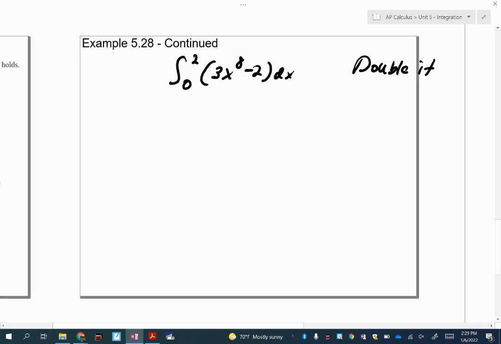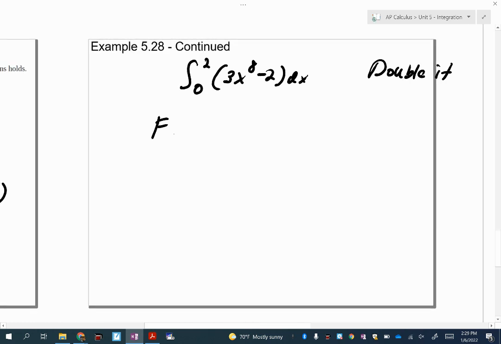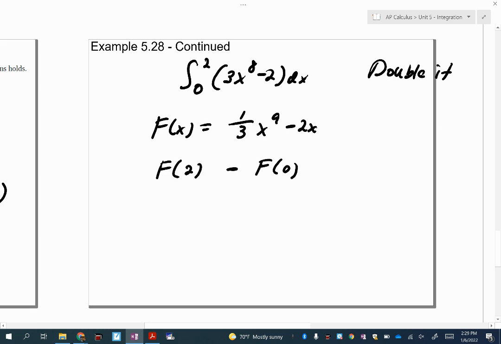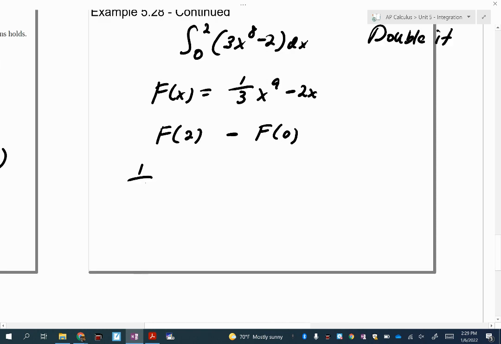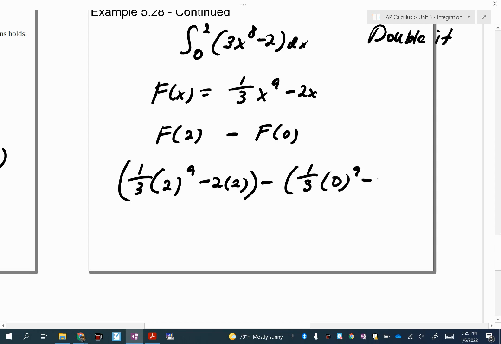Okay? So I'm going to use the same antiderivative as before, which was 1/3 x to the 9th power minus 2x, but now I'm evaluating at 2 and at 0, so I'm going to do 1/3 times 2 to the 9th power minus 2 times 2. Again, you can do 1/3 times 0 to the 9th power minus 2 times 0. But as I've been saying before, a lot of times with the 0, it's just going to be nothing. So I just care about plugging in the 2.